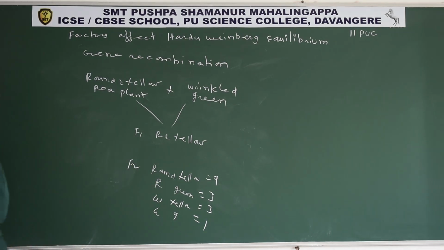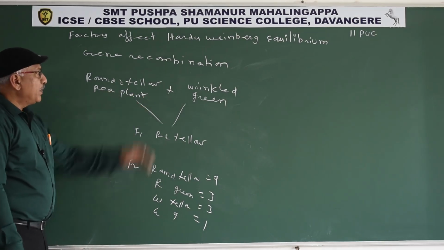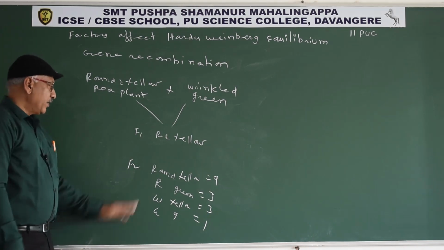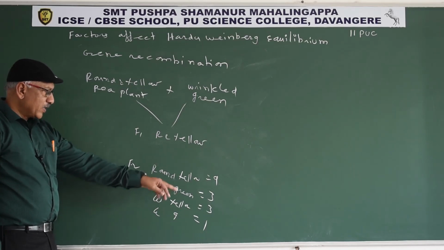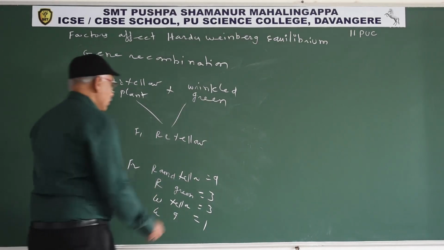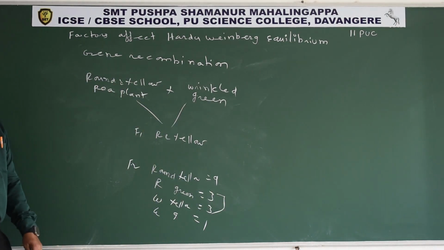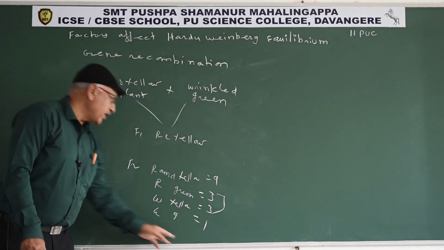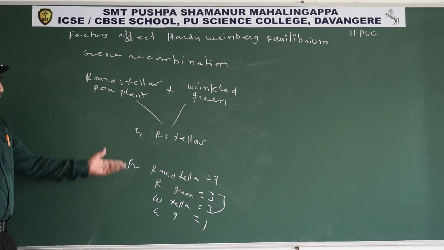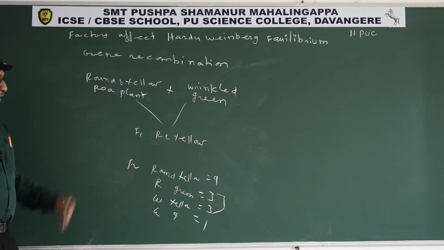Genetic recombination. So you already know the dihybrid cross example. Round yellow pea plant crossed with wrinkled green. In the F2 generation, we obtained round yellow, round green, wrinkled yellow, wrinkled green in 9:3:3:1. So round green and wrinkled yellow are the genetic recombinations, new combinations. So in the parent generation, only two genotypes. In the F2 generation, four phenotypes and 16 genotypes. Change occurs in the phenotype and genotype. Change occurs in the allelic frequency also.